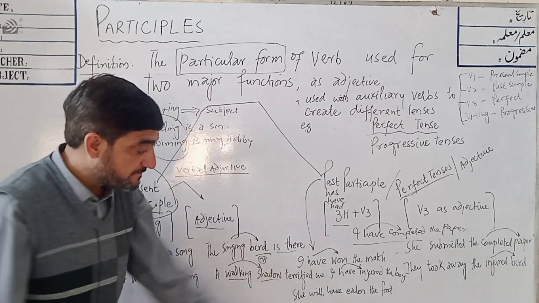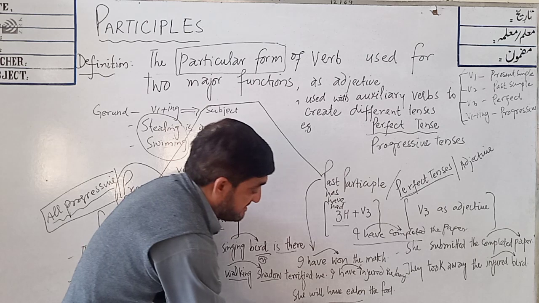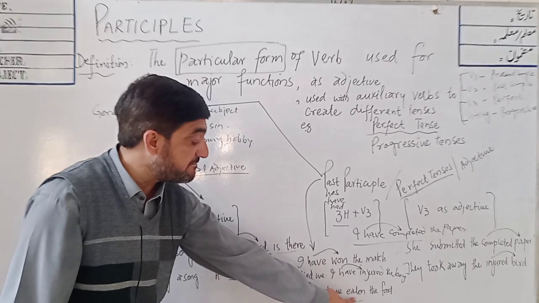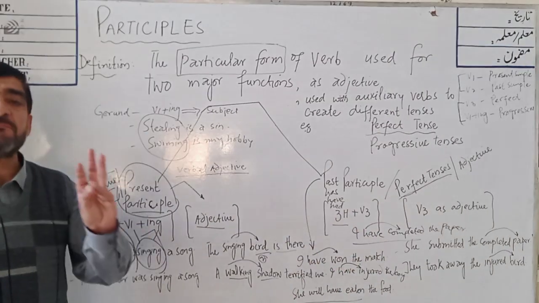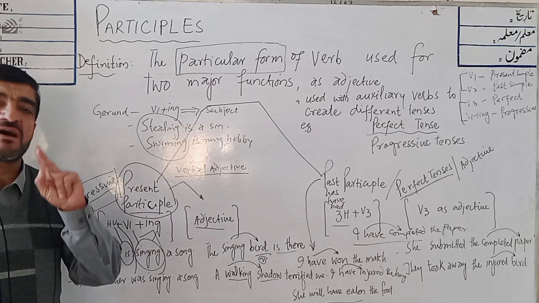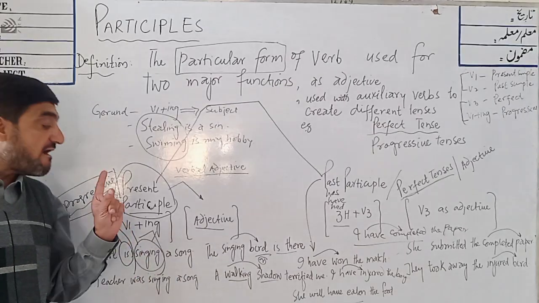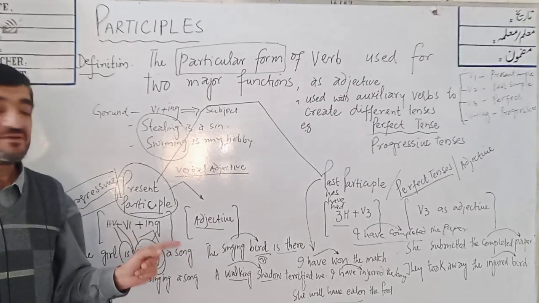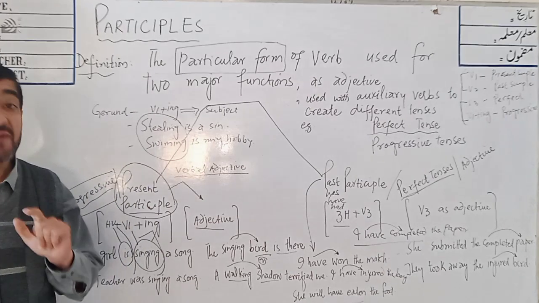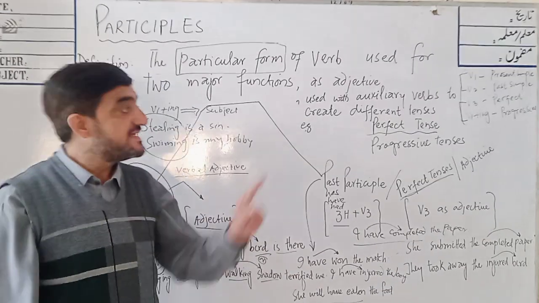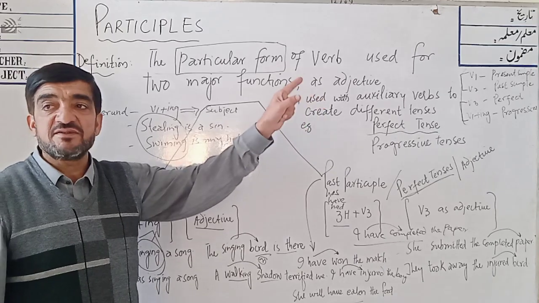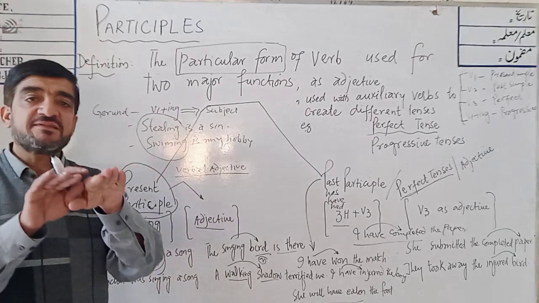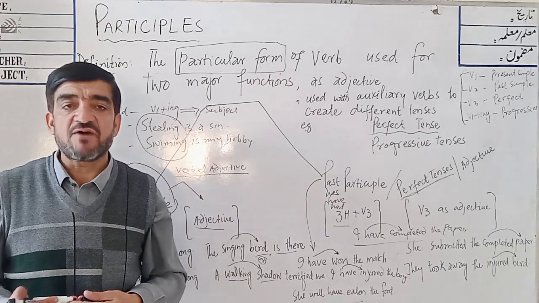It is also used in future perfect because the same helping verb is here and the same third form is followed. So all perfect tenses are there because of past participle, and all progressive tenses are there because of present participle. But the difference is that in tenses we are concerned with the verb forms and their function, but in participle we observe the different functions performed by the verb.